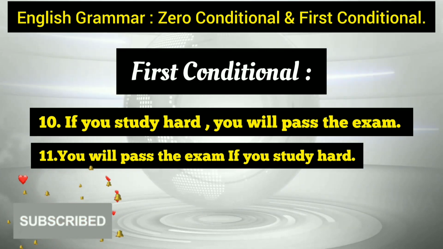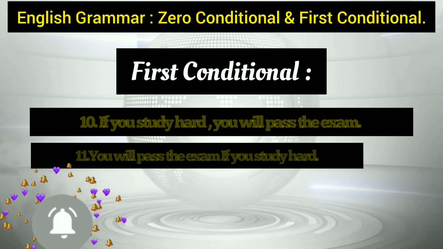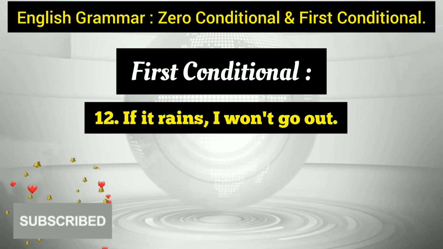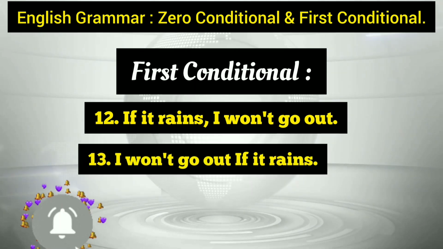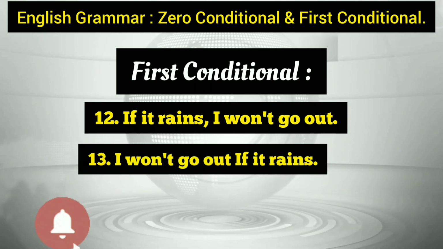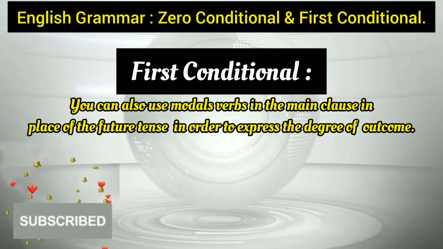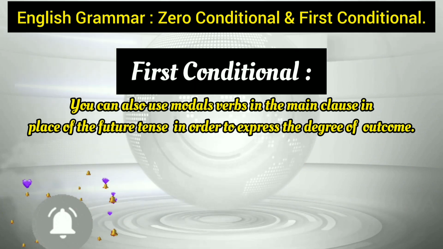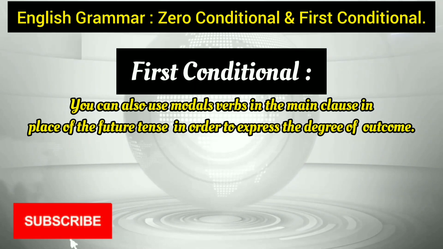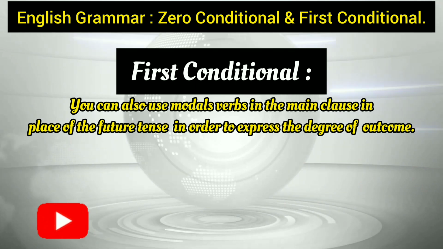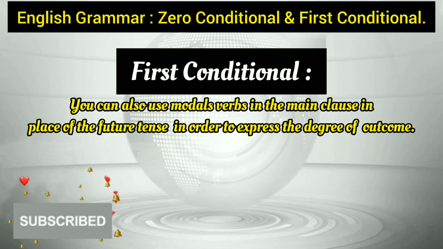So as you see some more examples, if it rains, I won't go out. And you can again say it this way, I won't go out if it rains. So here again I'm removing the comma. Next, let me also show you at last that you can also use modal verbs in the main clause in place of the future tense in order to express the degree of outcome. So we can replace will, or we can replace the future tense with modal verbs. So let me give you some examples.